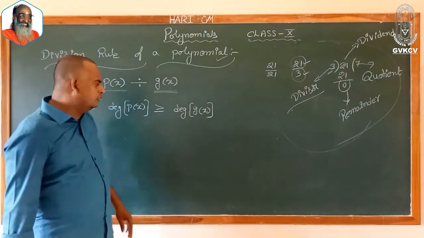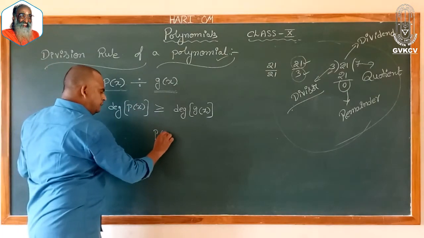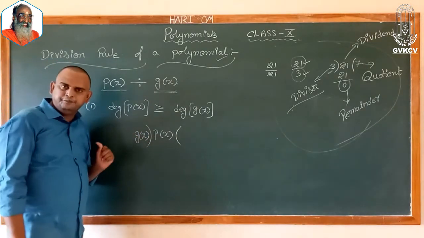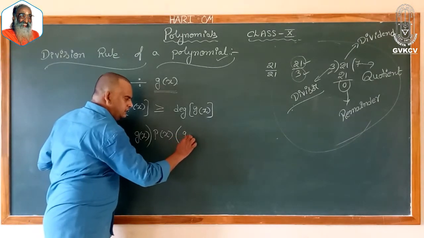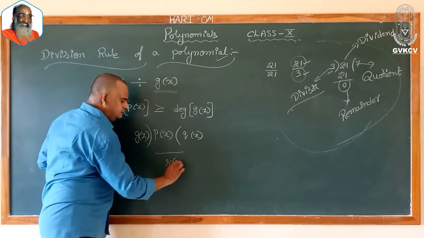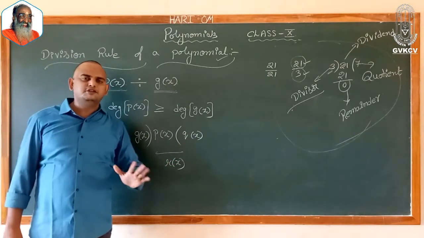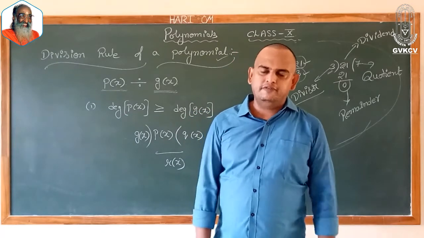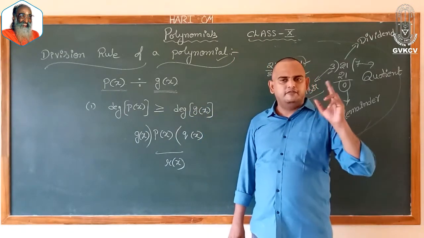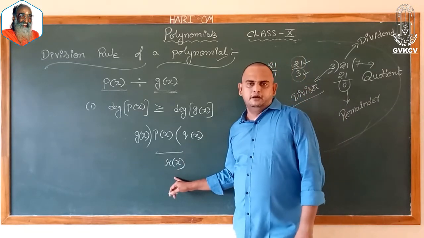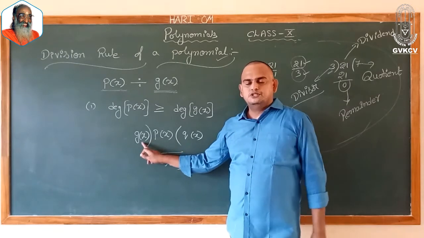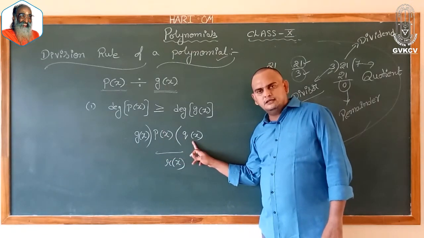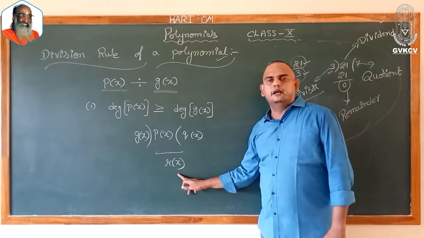Now when we apply the division, means the polynomial P of X I am dividing by the polynomial G of X, we get some quotient and we get some remainder. While applying any division, either between numbers or between polynomials, definitely if you are performing a division operation, you have a quotient and you have a remainder. So what is the divisor here? G of x is the divisor, P of x is the dividend, Q of x is the quotient, R of x is the remainder.